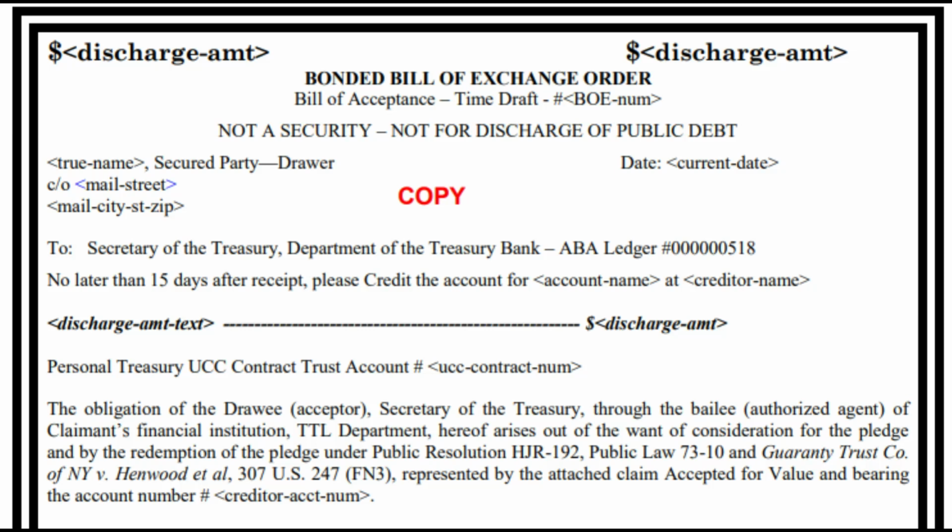That's what it is. So: personal treasury, UCC contract, and trust account. This is going to be your contract number. Either you're going to have one set up with them privately, or you can do a TDA account, a Treasury Direct account, something like that, and have your trust set up in a way. And mind you, we've already got our UCC and trust already set up.